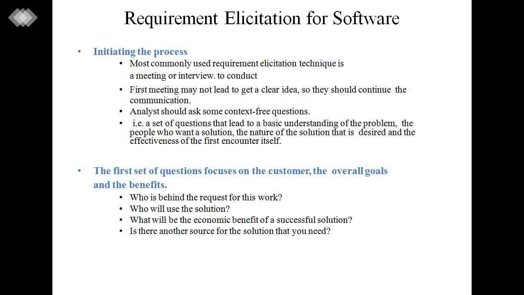So what questions will be raised that focus on the customer and affect both goals and benefits? First, who is behind the request for this work? Who will use the solution? What will be the economic benefits of a successful solution? Is there another source for the solution that you need? So these questions focus on the customer and the overall goals and benefits.